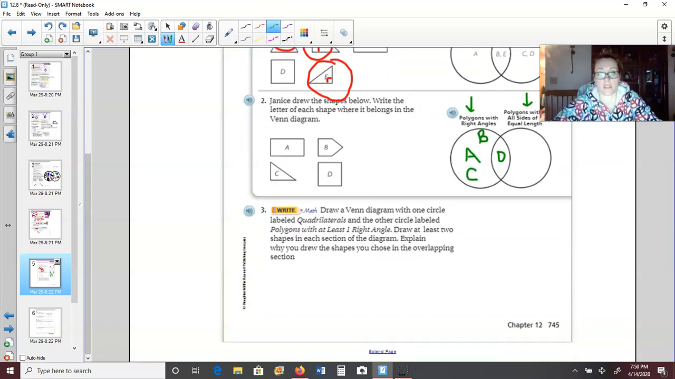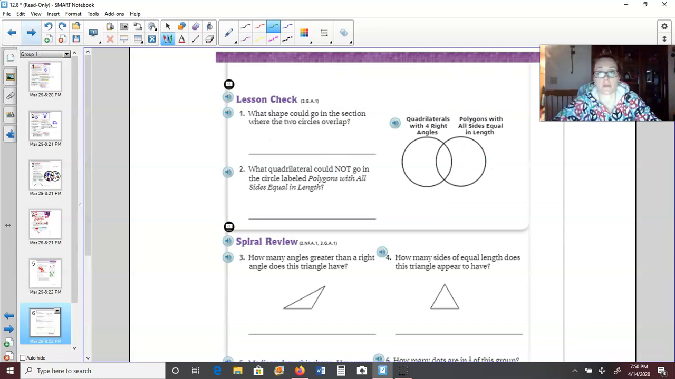Okay? We're going to skip over number 3 and go on to the back. What shape could go in the section where the two circles overlap? So looking at this Venn diagram, they want us to figure out what shape could go in the middle, which means it has to be a quadrilateral with 4 right angles, and it has to be a polygon with all sides equal. So can you think of a quadrilateral that has 4 right angles and all equal sides? I'm thinking of one. Not a very good drawing of one, okay? But we've got a square.